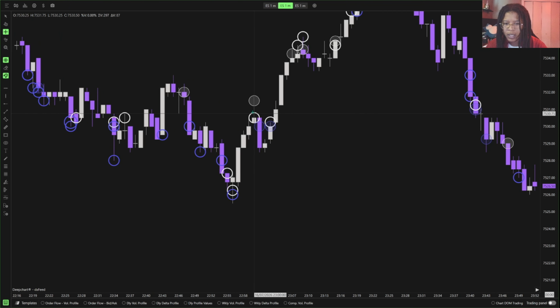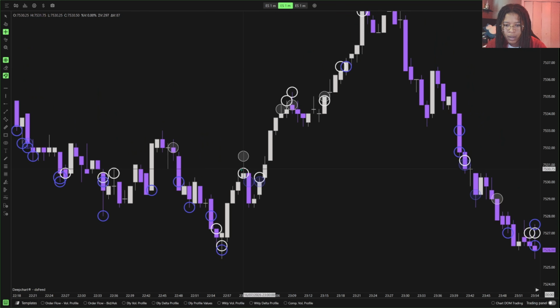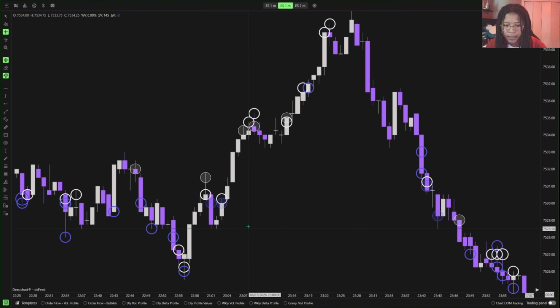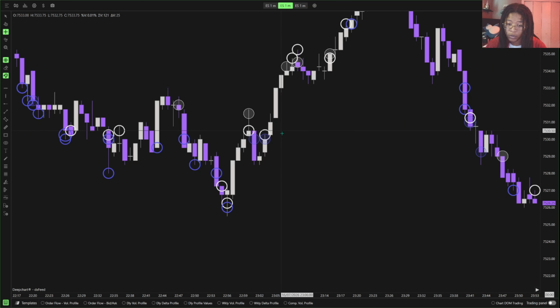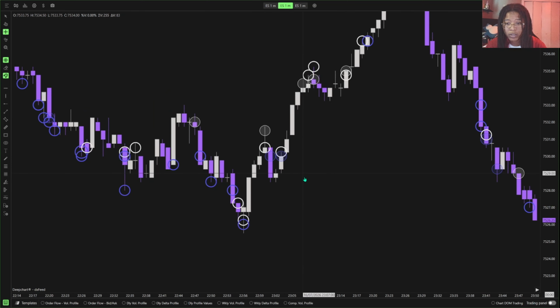But this is where your knowledge of market structure will come in, like higher highs, higher lows, lower highs, lower lows. You see price making lower high, lower low, lower high, lower low. Lower high. It failed to make a lower low right here. You see buyers getting absorbed. That could be a sign that price is going to start pumping. And then you just go long instead of trying to go short, because you're following the market structure.